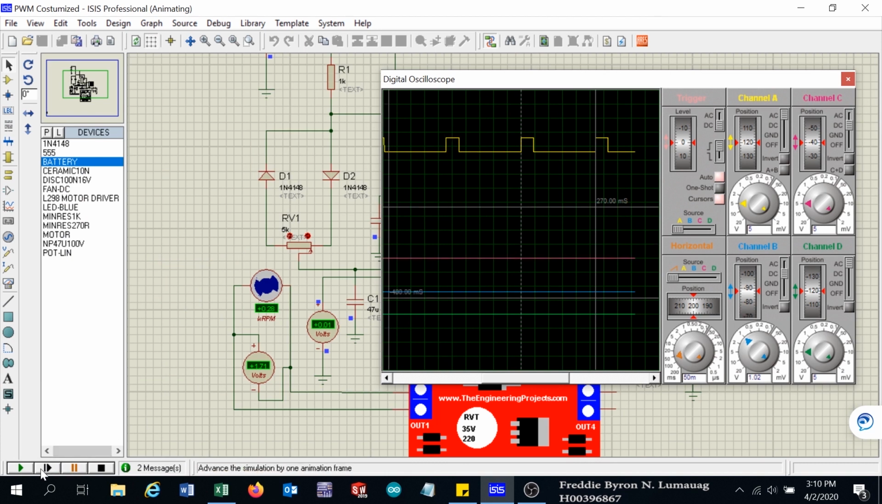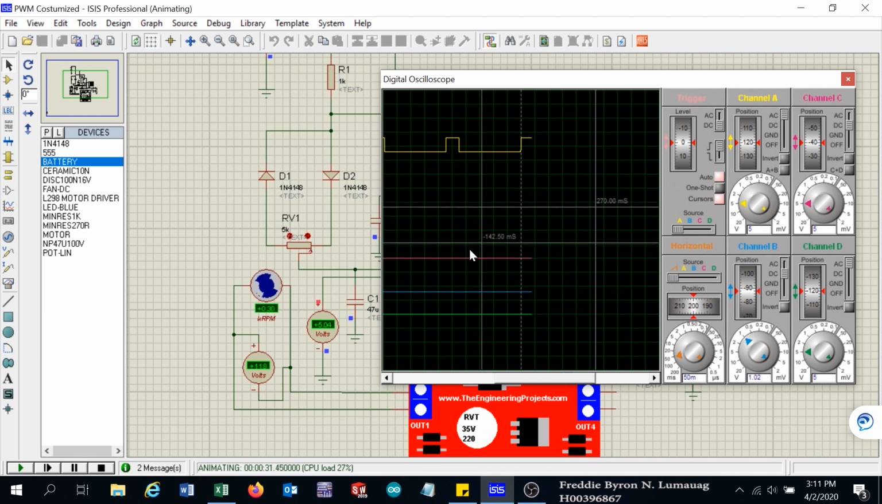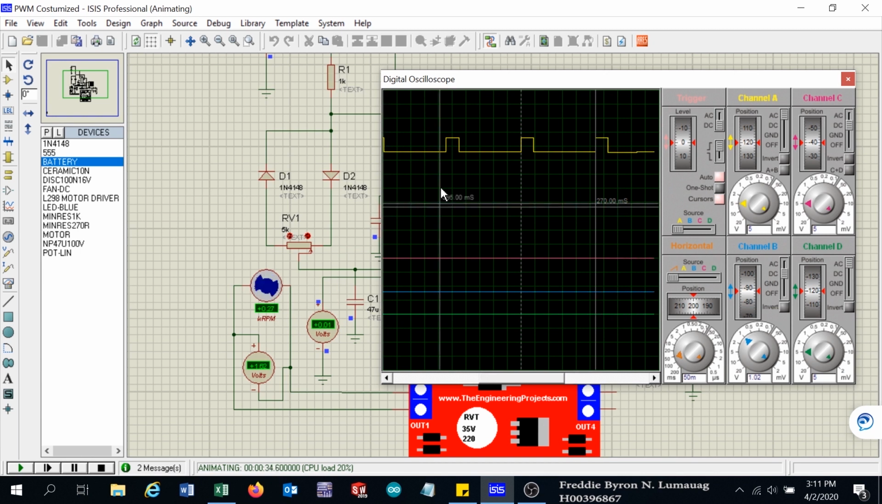Okay, so if I resume the simulation, we have 270 milliseconds there, and I will vary. So at this moment, at 270 milliseconds, and this pulse here, we have the speed there of about 300 RPM. Okay, so let's see if the frequency changes when I change the pulse width.